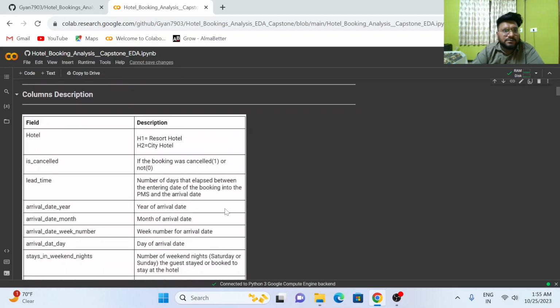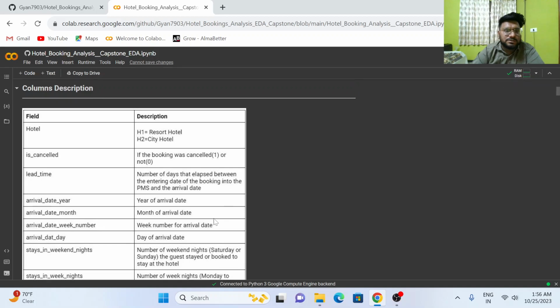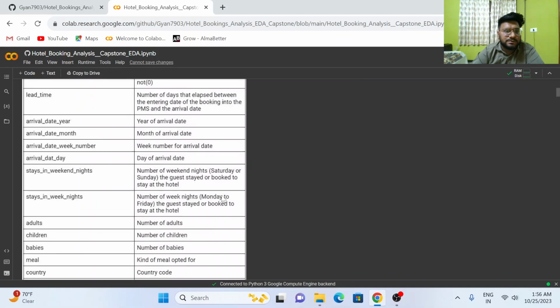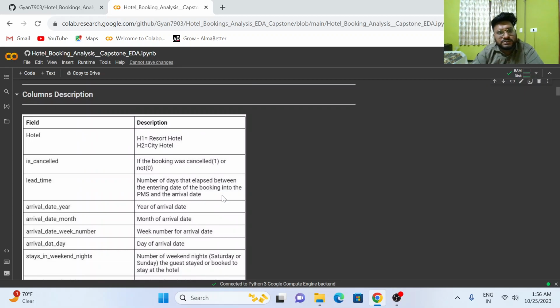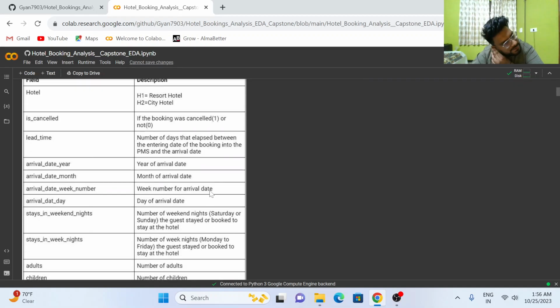Let's dive into the column description first. We have a few columns, in which the hotel column represents the type of hotel, whether it is a resort hotel or the city hotel. Is cancelled gives out if the booking was cancelled or not. If it is 1, it is cancelled, and if it is not, it will be 0. Lead time will be the number of days that elapsed between the entering date of the booking into the PMS and the arrival date.